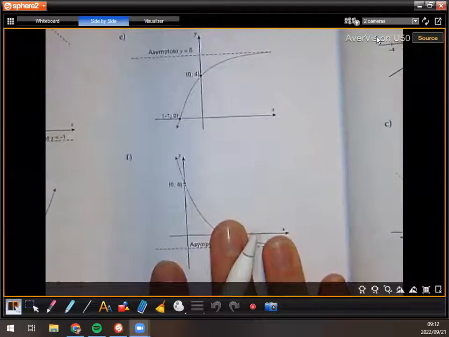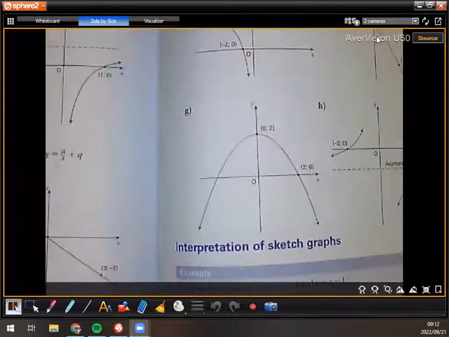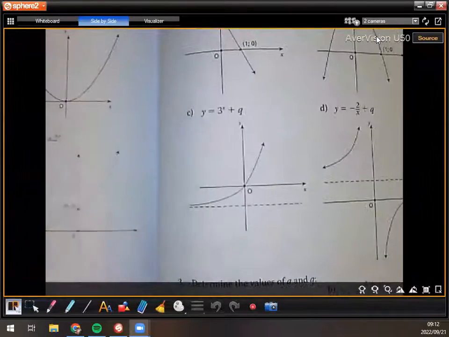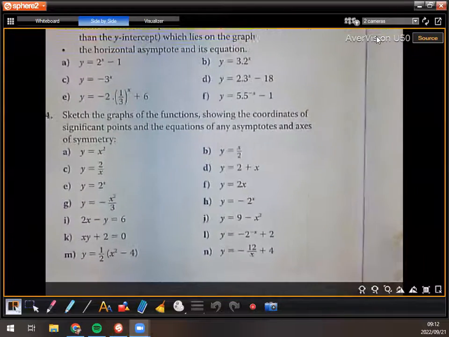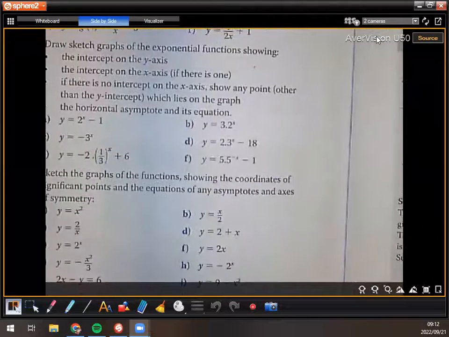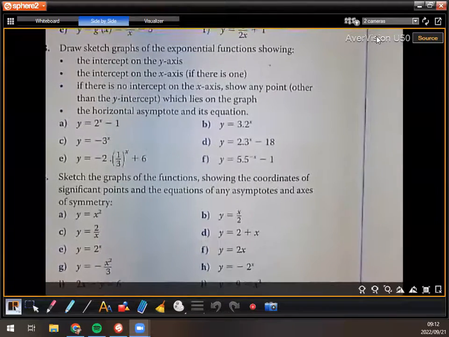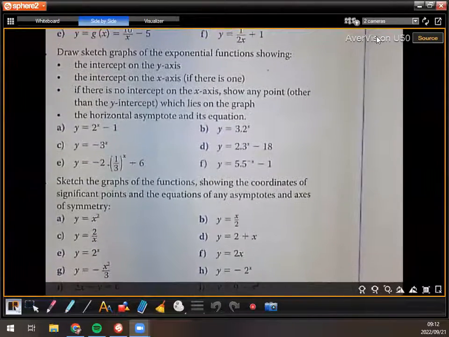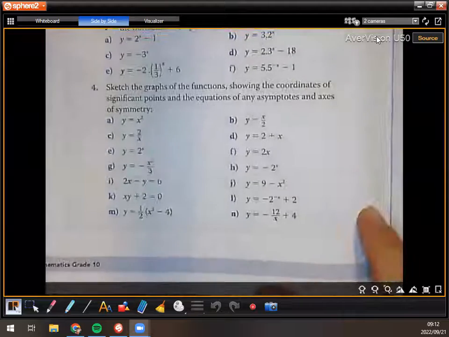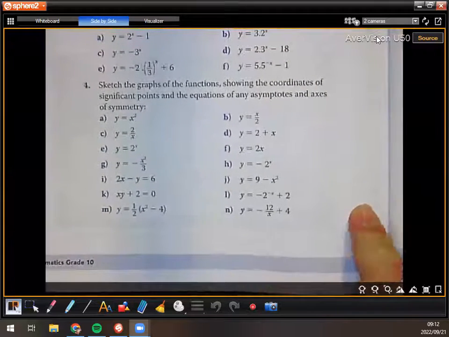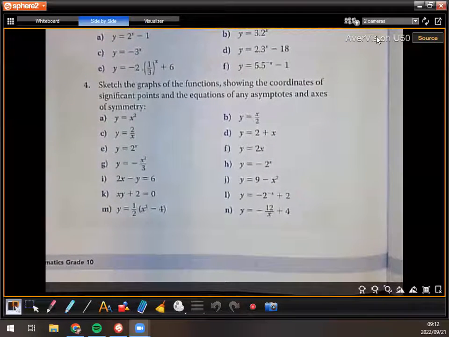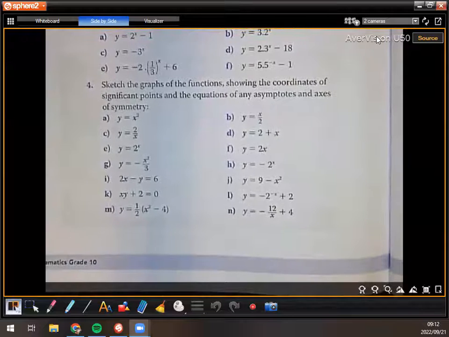All right, for today, you are going to be working. So we are going to page, same exercise. Make a note, please. Exercise 8.3. Sorry, okay, there we go. So same exercise, but now you are going to be working on number 4. I'll tell you which ones to do.